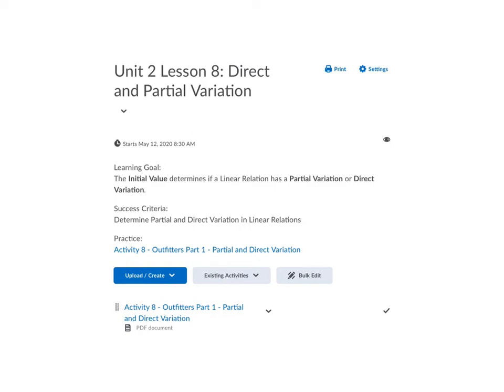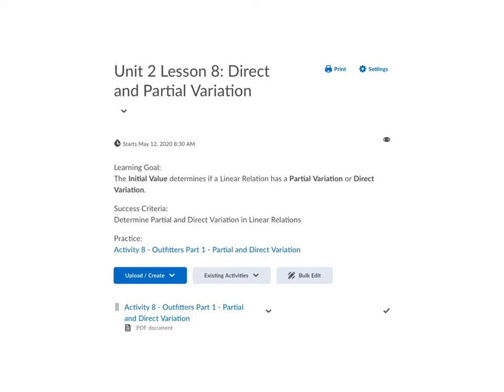Hello, ladies and gentlemen. Here we are looking at Unit 2, Lesson number 8, Direct and Partial Variation. Our learning goals for today: the initial value determines if a linear relation has a partial variation or direct variation. Our success criteria is to determine partial and direct variation in linear relations. And our practice is the Activity 8 Outfitters Part 1, Partial and Direct Variation.